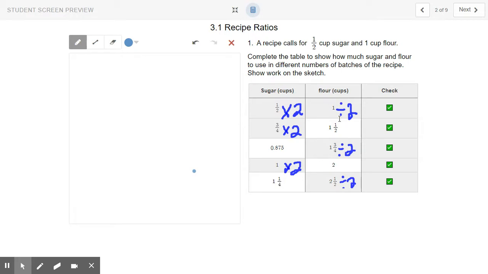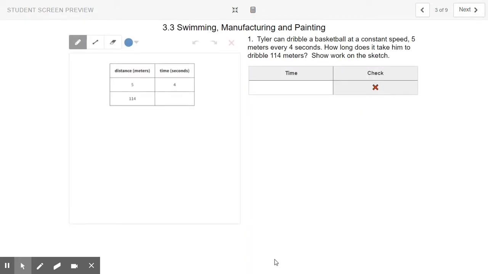So now we've kind of looked at some different ways that we can fill in this table. So let's take a look at the problems because these are really the kind of problems that you're going to have to be able to solve. Okay, Tyler's dribbling a basketball at a constant speed of 5 meters for every 4 seconds. How long does it take him to dribble 114 meters? And when I look over here, I've noticed they've already created a table for me and they've put all this information into the table. So we just have to figure out what goes here.